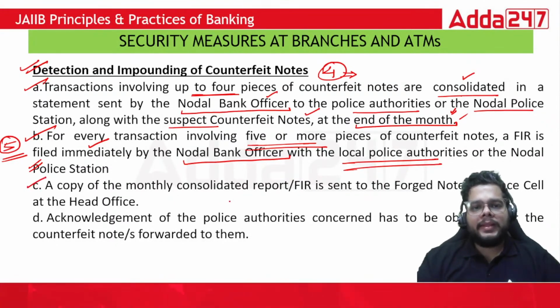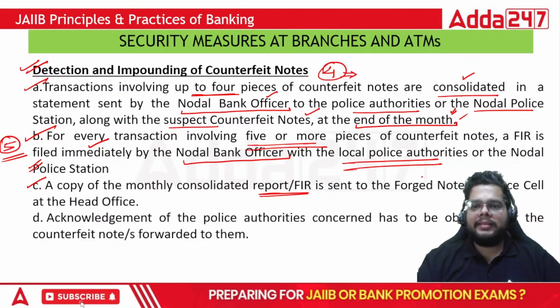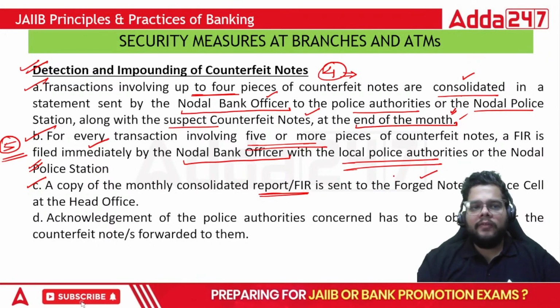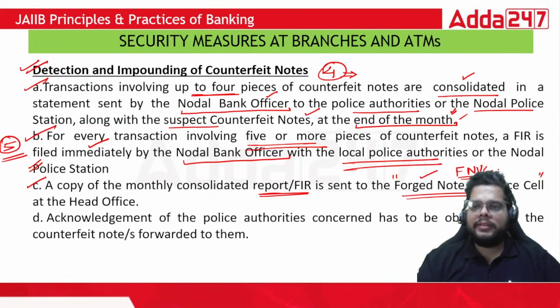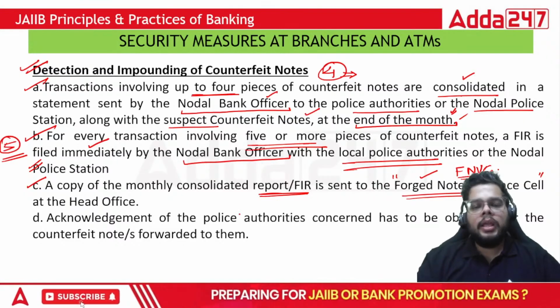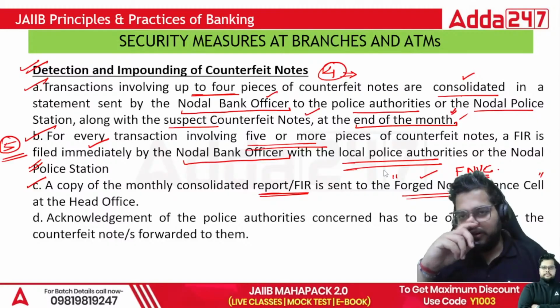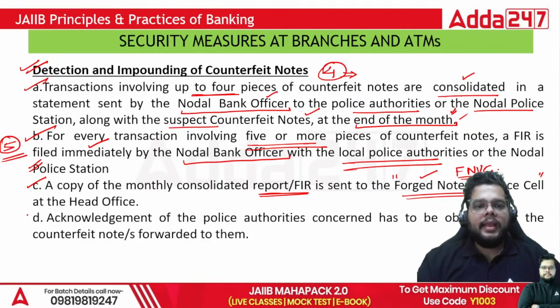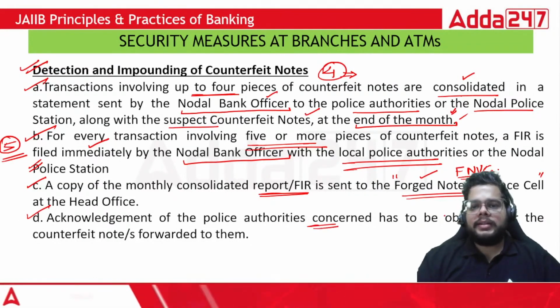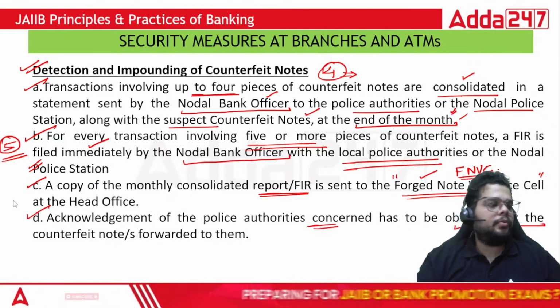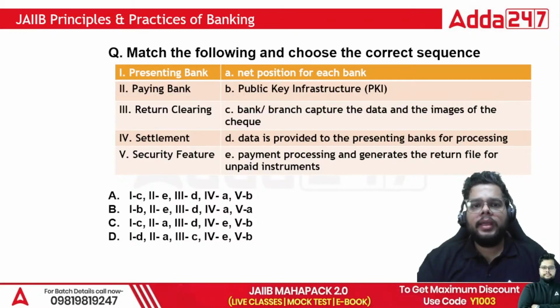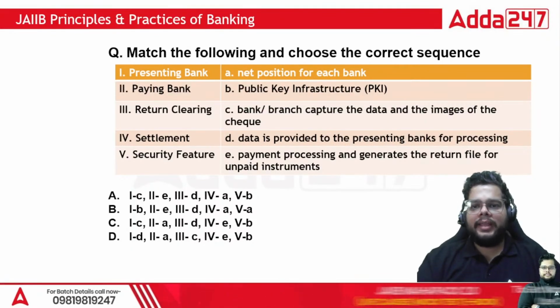A copy of the monthly consolidated report or FIR is sent to the Forged Note Vigilance Cell. Fine, FNVC. This is a specialized cell at the head offices. So you will be sending the consolidated report or the FIR to the Forged Note Vigilance Cell as well. Acknowledgement of the police authorities concerned has to be obtained for the counterfeit notes forwarded to them. Okay, so this was it for today's concepts.